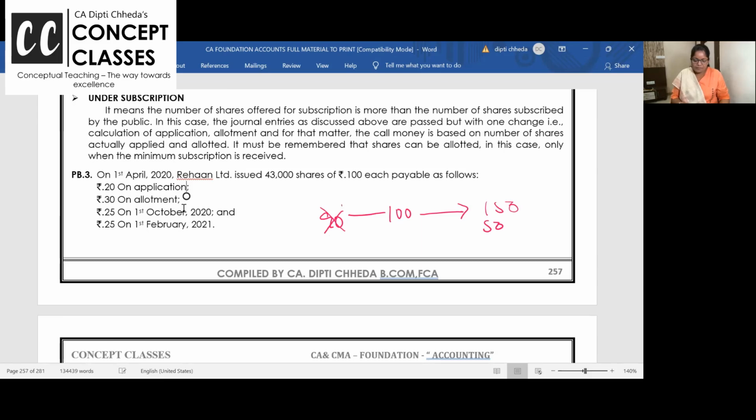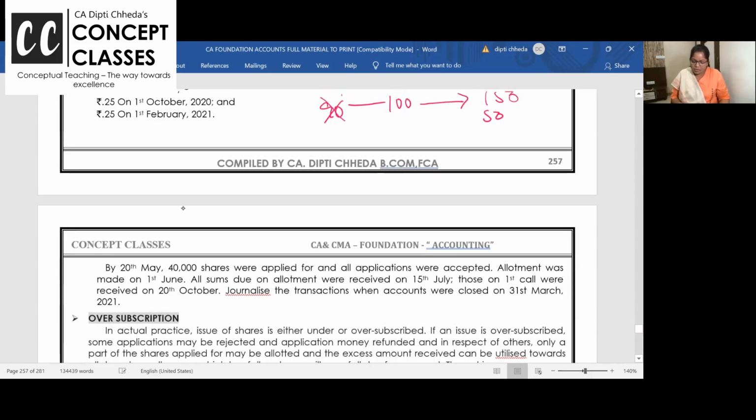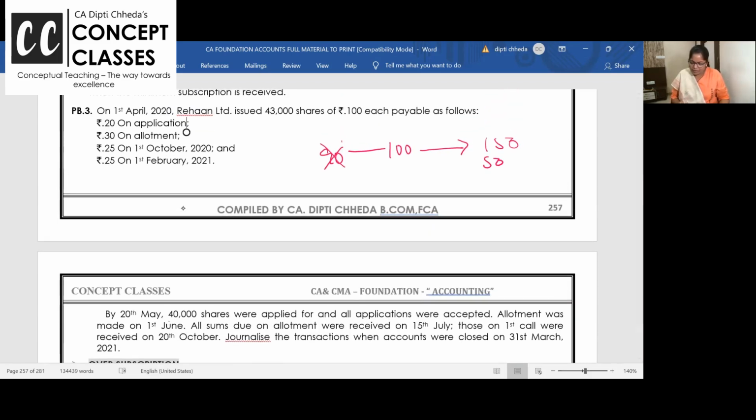So what happened? Here, on 28th of May, 40,000 shares were applied for and applications were received. Allotment was paid and all the sum due was received. First call was received. Second call was received. So wherever something is due, whatever is received, you have to pass the entries with the date. In short, we decided to issue 43,000, but in application only 40,000 shares came.